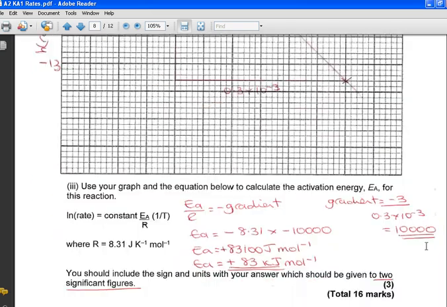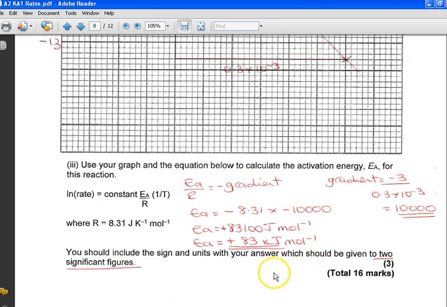And then we're using this equation to calculate our activation energy. And it does say here, you include the sign and units, and your answer should be given to 2 significant figures. So some of you lost marks on that because you gave it to 3 significant figures. And make sure that you put the units in with joules. If you left it in joules, fine, or kilojoules. So you should be clear on how to calculate a gradient now. Times it by the gas constant, and that gives you your activation energy. Okay.